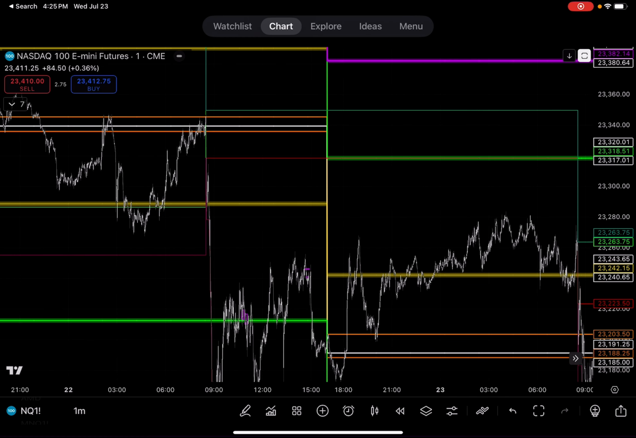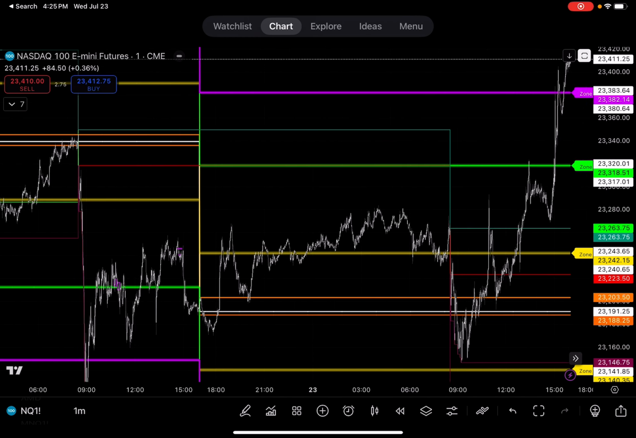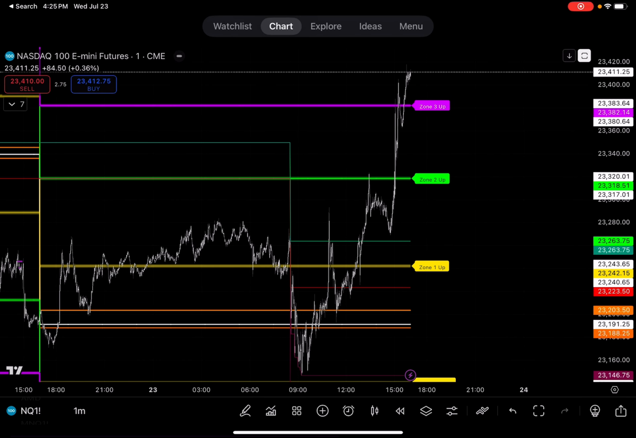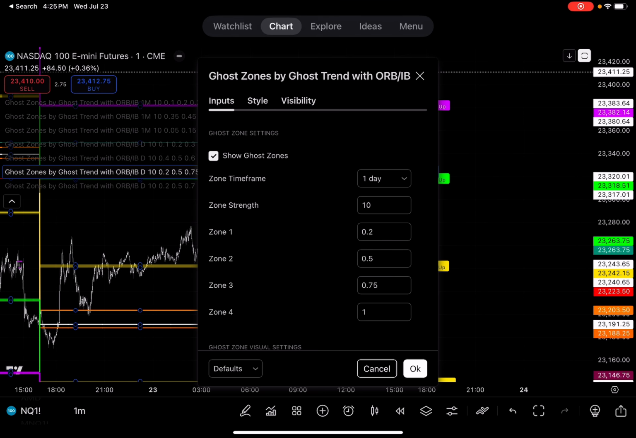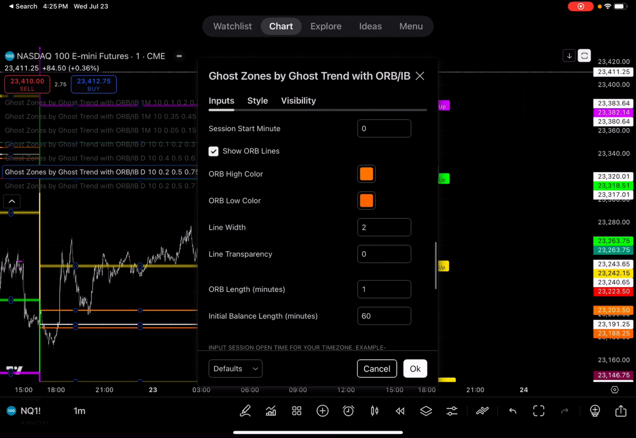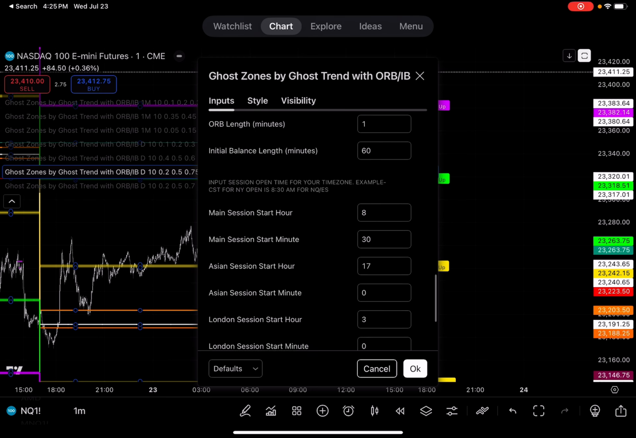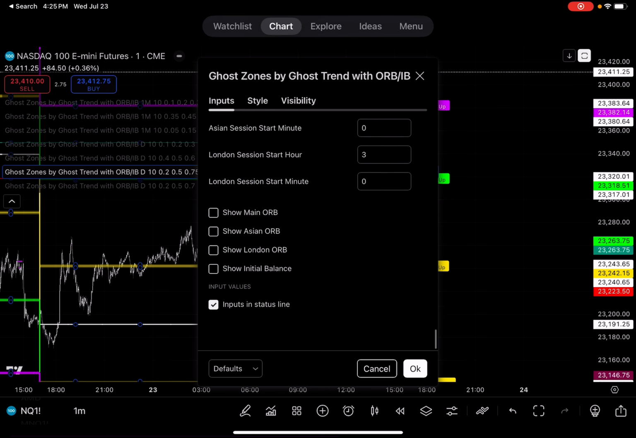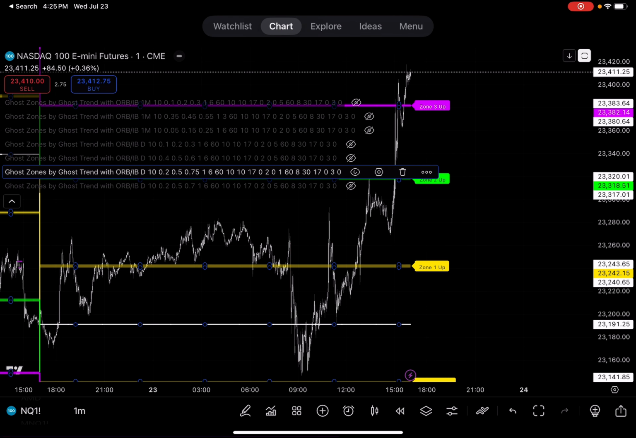So yeah, like I said, that was pretty much it on the orbs. So keep watching, I got more stuff. So let's go ahead and check all these off. Check all that. So let's go back to the zones, right?